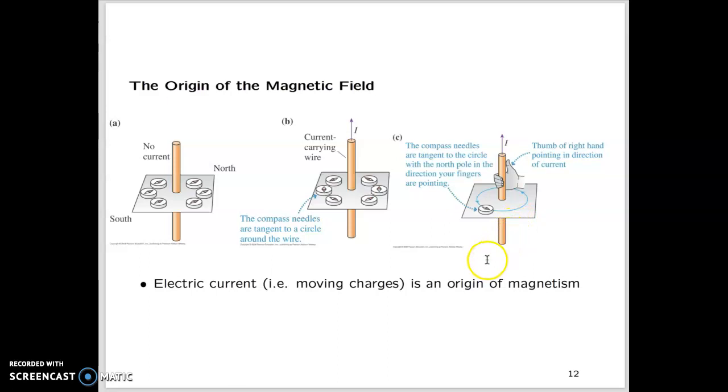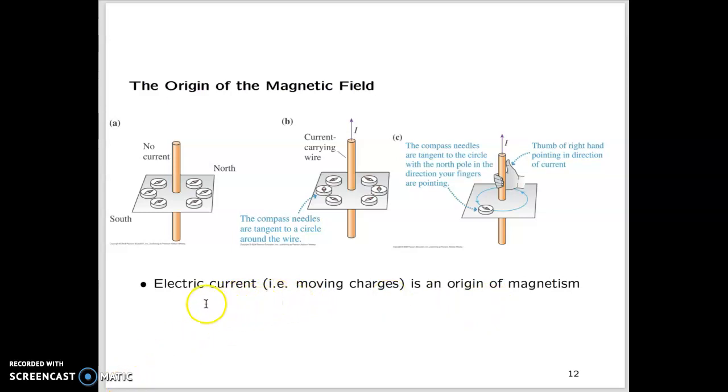Well, the rule is given here. It's another right-hand rule, and this one's a little bit easier. You take your right hand, not your left, and you point your thumb in the direction of the current, and your fingers curl in the direction of the magnetic field. That turns out to be the correct direction of the magnetic field. Okay?